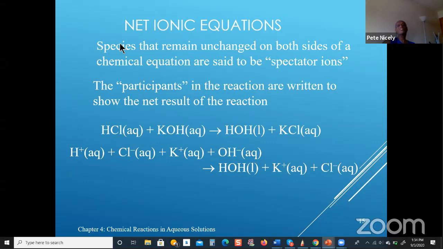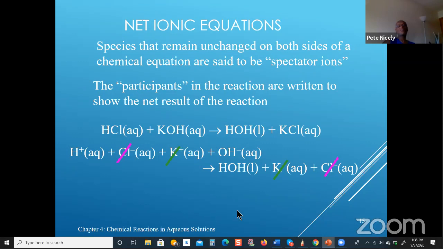What we're trying to get to is the net ionic equation. And how do we do that? We identify the spectator ions. So the spectator ions are those species that remain unchanged on both sides of the equation. So if you inspect this equation carefully, you'll see that the chloride ions are on both sides. So therefore, we can cancel them out. And the potassium ions will remain unchanged on both sides. So we can cancel those out as well.